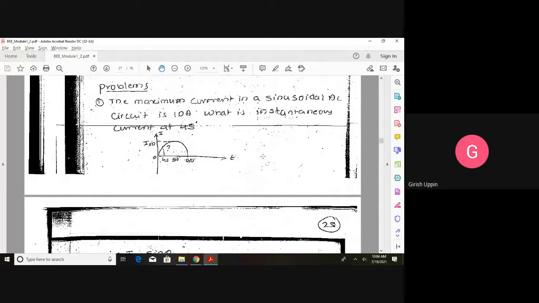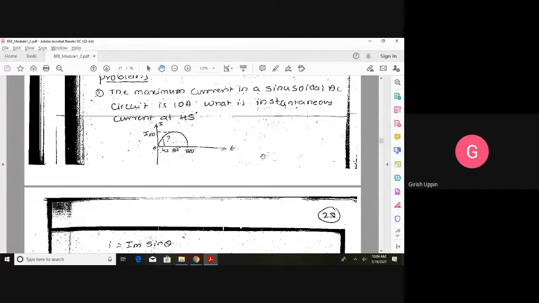There might be simple problems based on alternating current. The maximum current in a sinusoidal AC current is 10 amperes. So what is this value? This is Im. Im is equal to 10 amperes. What is the instantaneous current at 45 degrees? We know the general equation of the current is lowercase i is equal to Im sin theta or sin omega t. So theta they have given us is 45 degrees.